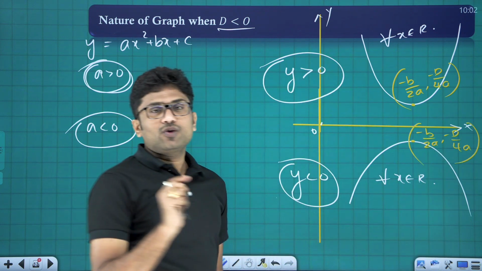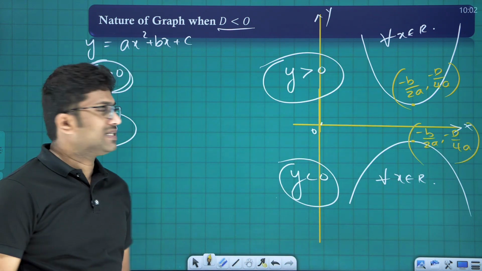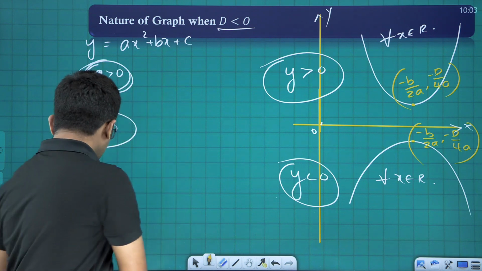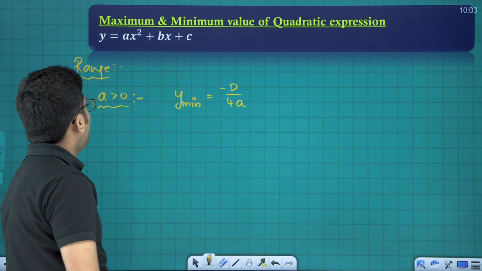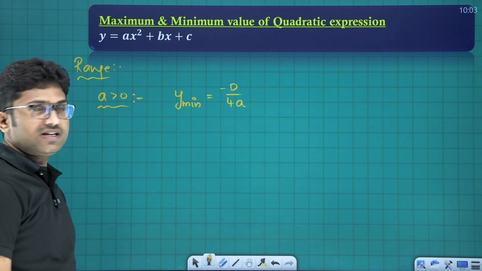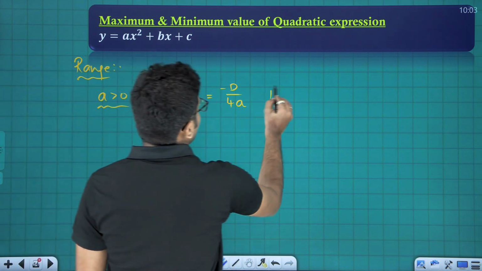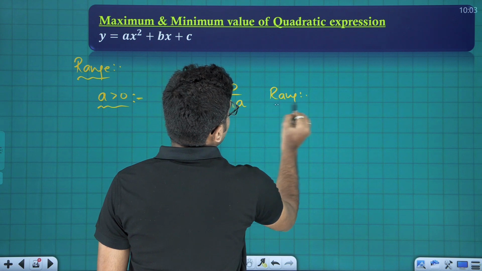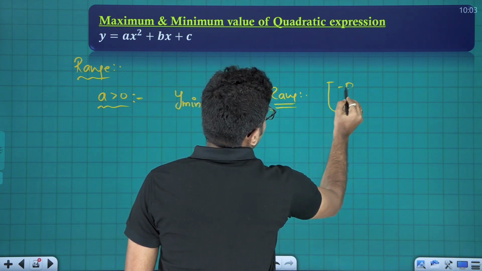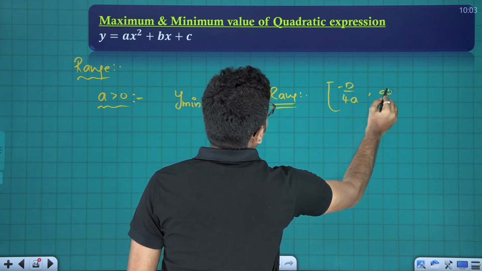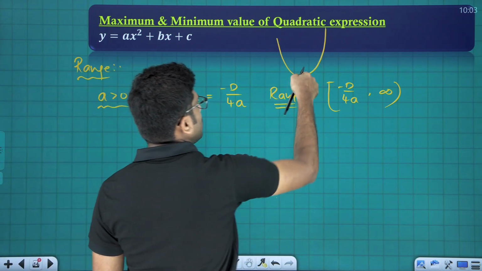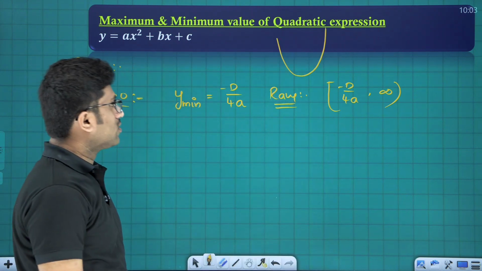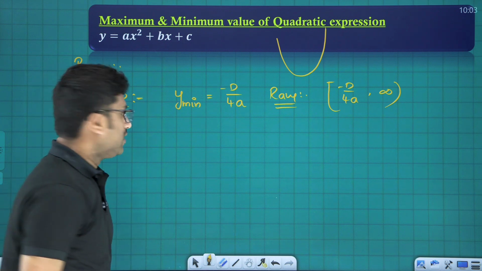So whether a quadratic expression has a minimum or maximum, it will be only at this point. So if a is greater than 0, the minimum value of the quadratic expression is minus D by 4a. So the range is closed minus D by 4a to infinity. Closed, because it is an upward parabola and has only a minimum.